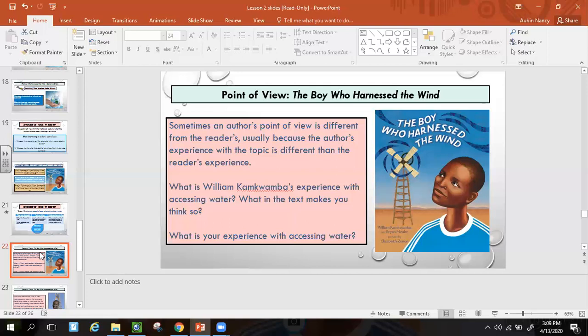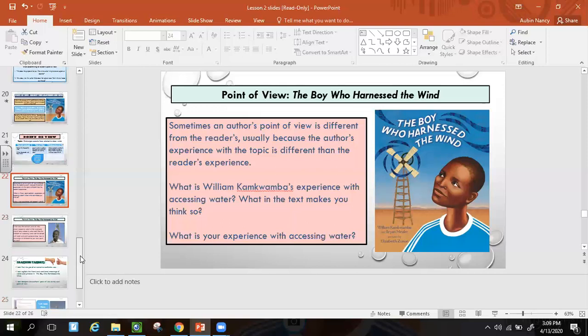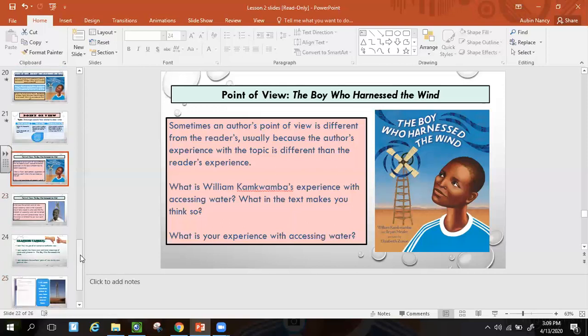So I want you to be thinking, what is William Kamkwamba's experience with accessing water? What in the text makes you think so? And then I want you to think about what is your experience with accessing water, okay? Because how we see things is our point of view. What we think about it is our point of view. And that is shaped by who we are, how we were raised, our parents, our shelter, our gender. It's shaped by everything, our influences in our lives.